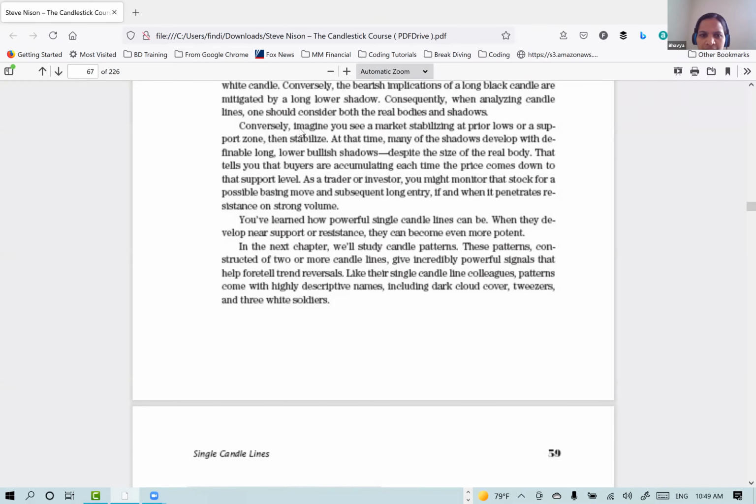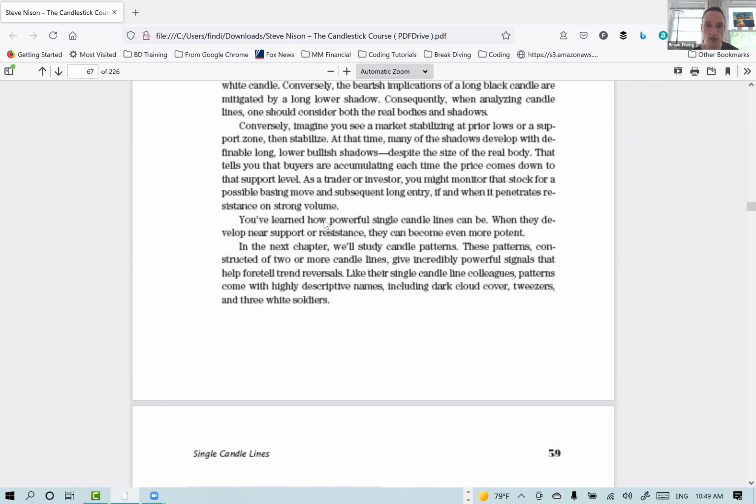Not very clearly. I don't understand. I think we have to really see a market stabilizing at prior lows. Okay, so it's going down and the prior low is $7 and now it's going horizontal at 7. So now it's stabilizing at 7. At that time, many of the shadows develop with definable long, lower bullish shadows, despite the size of the real body. It tells you that buyers are accumulating each time the price comes down to that support level. Okay, people are buying and then it goes back up to that 7.